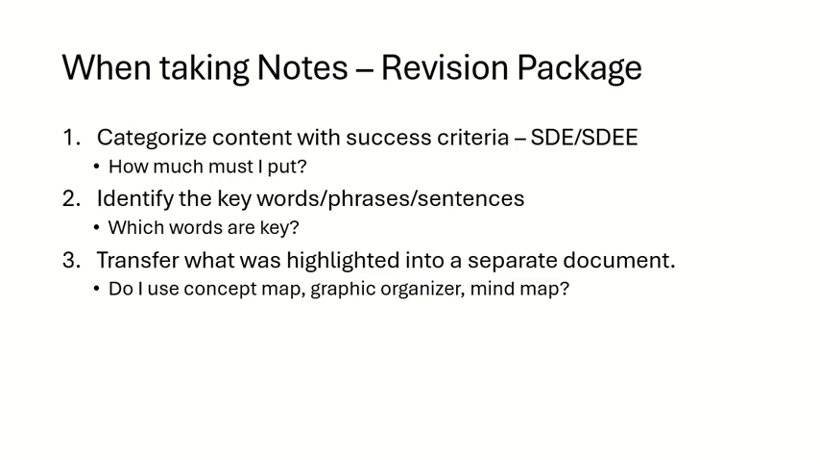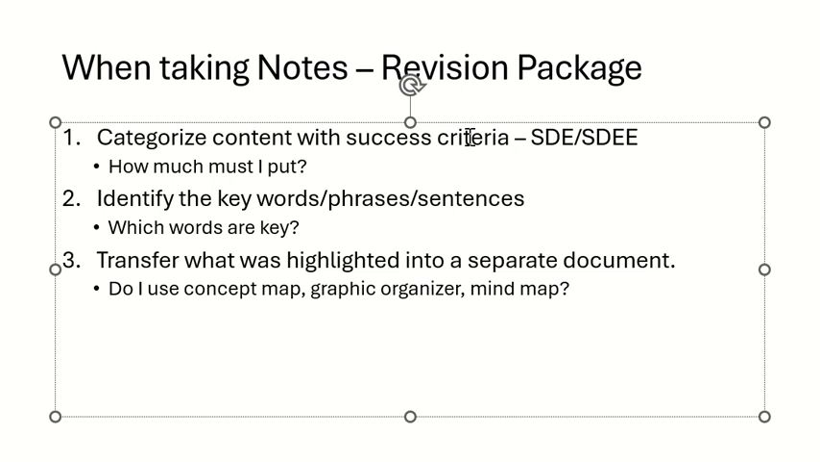Okay, so when you are taking your notes, there are three criterias or three steps that you may want to try out or identify with, so that it's easier for you to do your notes later. Okay, number one is you must categorize your content using the success criteria. So once you start reading your content, then you must highlight your SDEE. Okay, some of the content may not have an E, so you decide whether it is important to have an effect or no effect. All right.